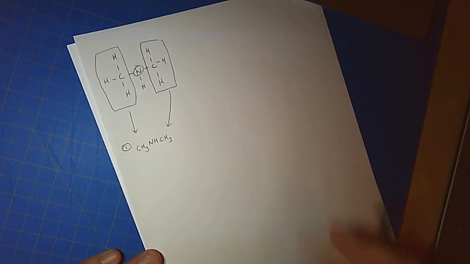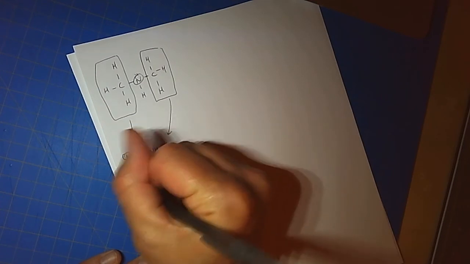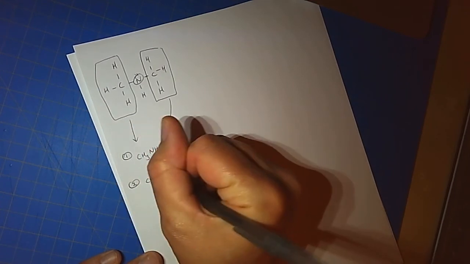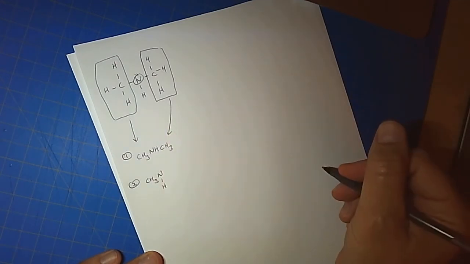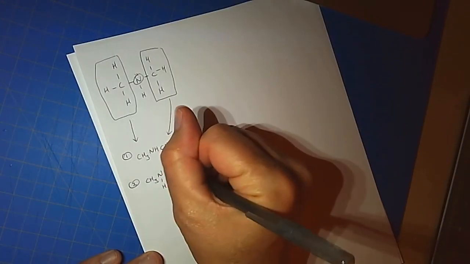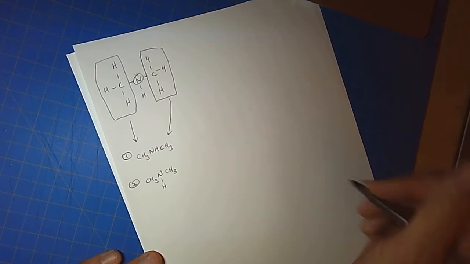Now, there is a couple other different ways of doing this. The other way, I'll call that 2, would be CH3N. And now you can hang the hydrogen down. And then you can also put the CH3 on the end there, and you'd be done with that.